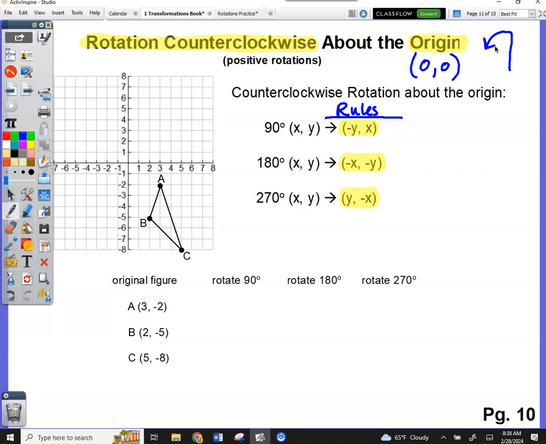So if I give you a practice problem on 180, do you need to pay attention to the direction? Not really, right? The only time the direction matters is if it's 90 or 270. Does that make sense? Michaela, do you have this little booklet? Can you get it out for me?